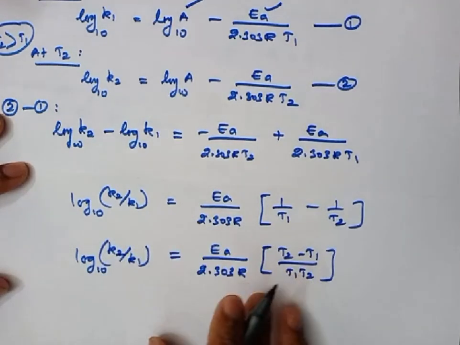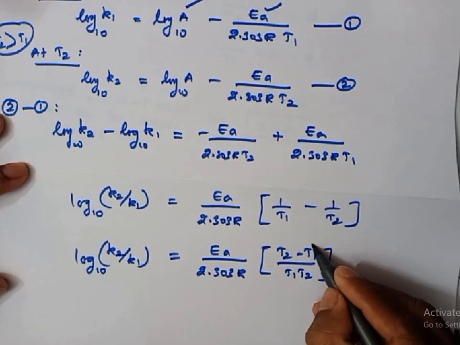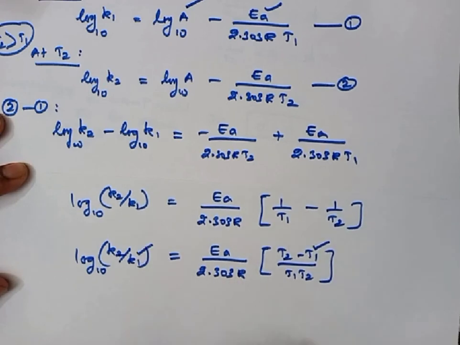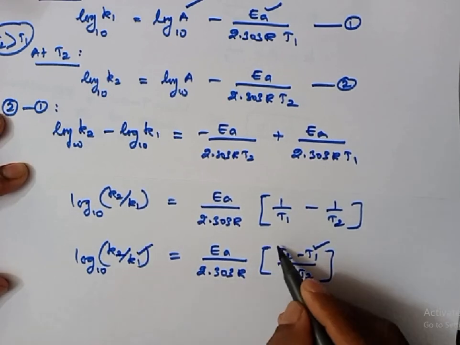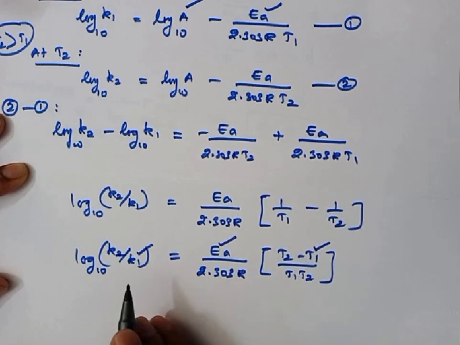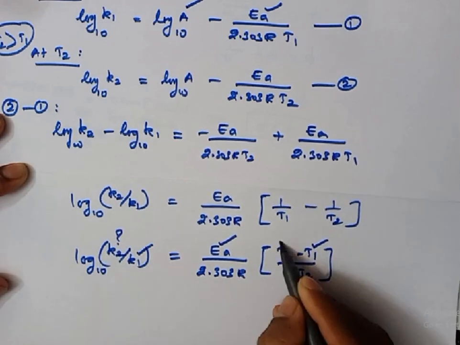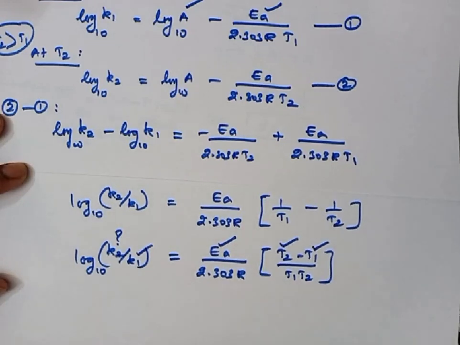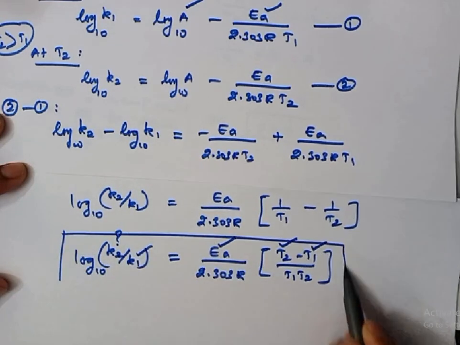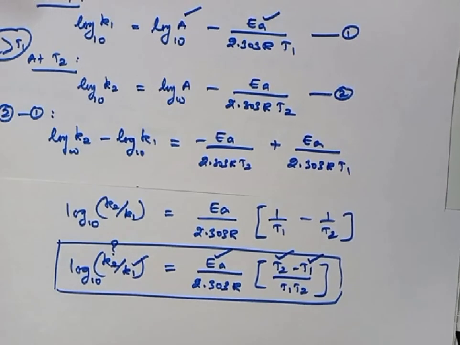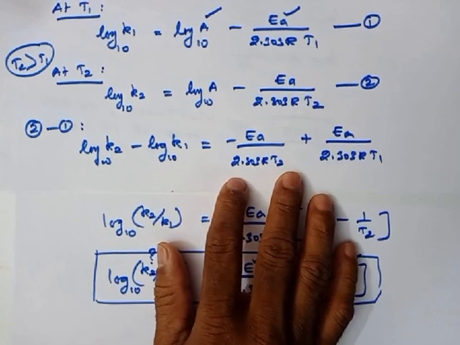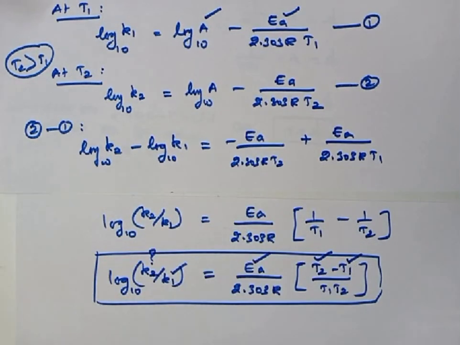Using this expression, if you know the rate constant K1 at a temperature T1, and you know the activation energy, then you can calculate the rate constant K2 at any other temperature T2. Keep this in mind, very important. You can calculate the rate constant of a reaction at any given temperature, provided the activation energy of the reaction is known. So these are some important points regarding the Arrhenius equation.